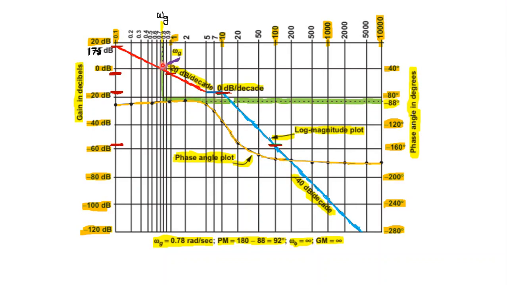Now we have to find out the gain crossover frequency. So where it cuts 0 dB line. So it cuts 0 dB line at this point. So it is closer to 0.8. So that is omega g. That omega g only is marked here. So if we take proper scale, probably this omega g will be around 0.78 radian per second. Even if we write 0.8 radian per second or 0.75, it doesn't make much difference. Now gain crossover frequency is known.